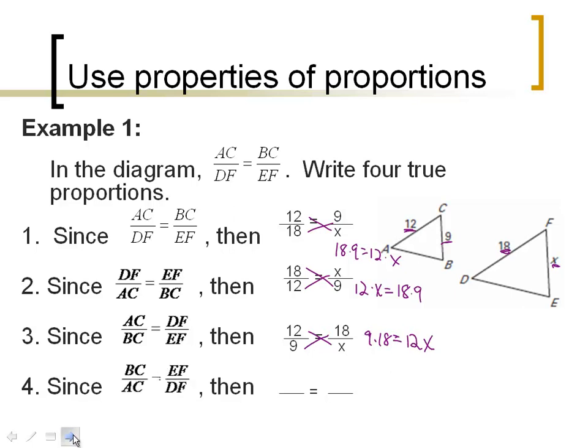We could also say BC over AC equals EF over DF. So we just applied the reciprocal property again to the problem from number 3. So we could also write 9 over 12 equals X over 18. And if we write that out, 12 times X equals, we've still got 9 times 18. So notice there are 4 different proportions that are all true that you could write to solve for X in this problem.